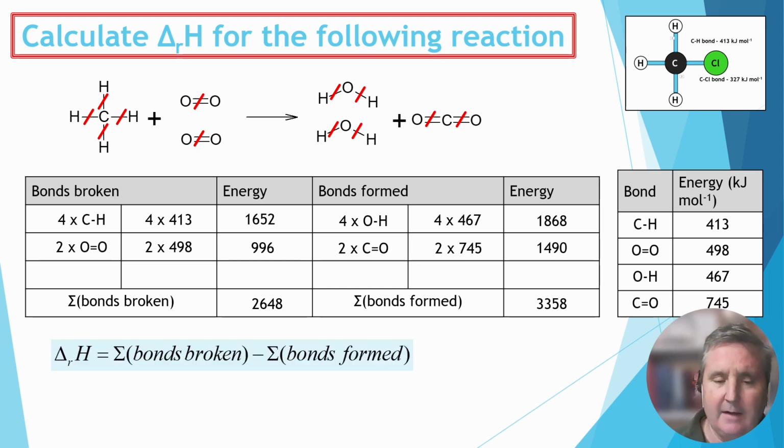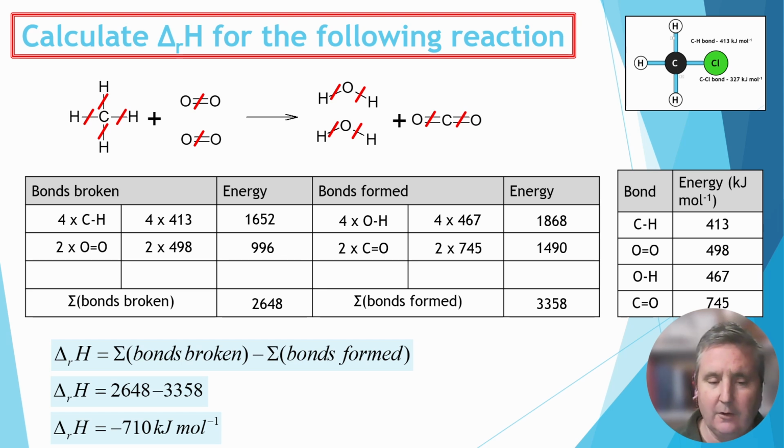Now remember, we had this equation here that the enthalpy of the reaction equals the total of the bonds broken, which is 2,648, minus the total of the bonds formed, which is 3,358. We substitute those values in, and then we solve, and we get the answer of the enthalpy for this reaction is 710 kilojoules per mole. And that's how we calculate the enthalpy of a reaction when we are given the bond values.